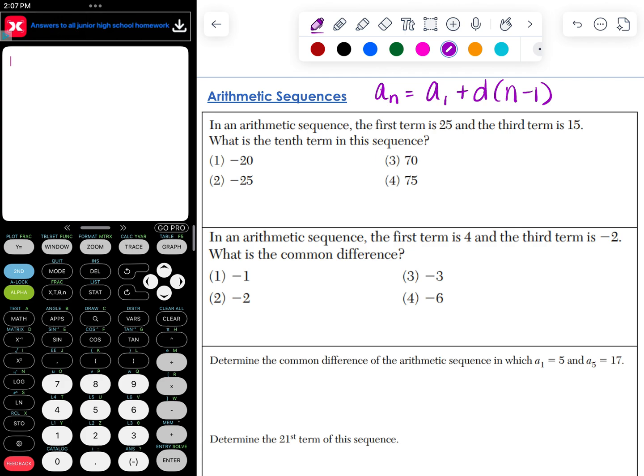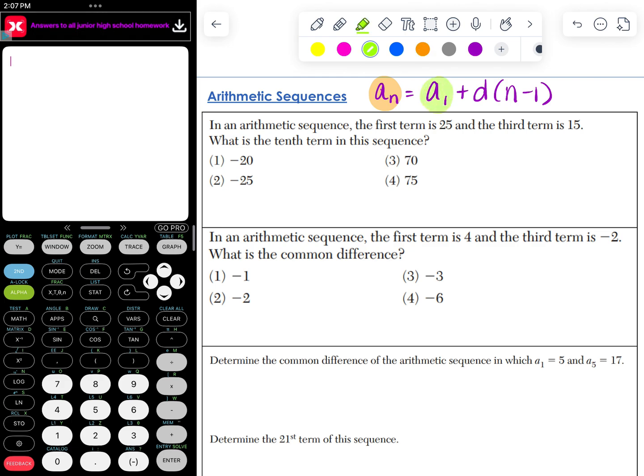And that might seem like a lot, so let's break it down. A sub n is going to be the nth value that they're asking for. So for example, they might give you a string of numbers and then ask you to find the 50th number in that string. Well, instead of sitting there and writing out all of the numbers, what you can do is make a formula and then work from there.